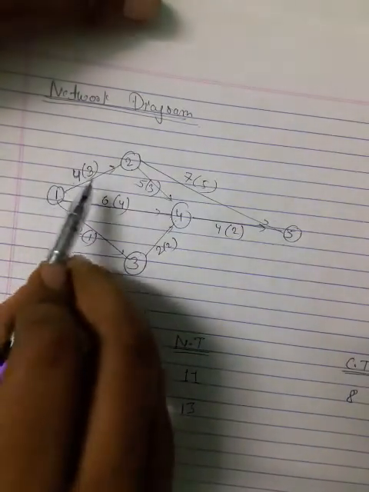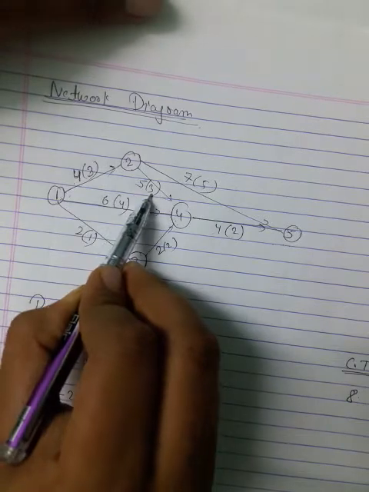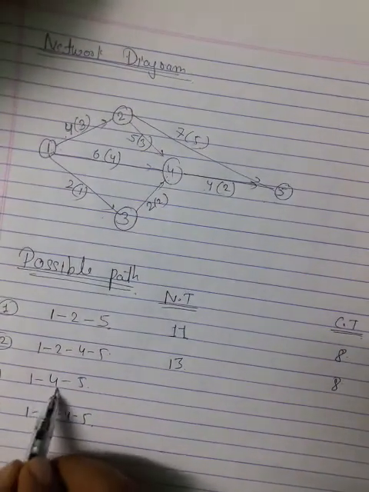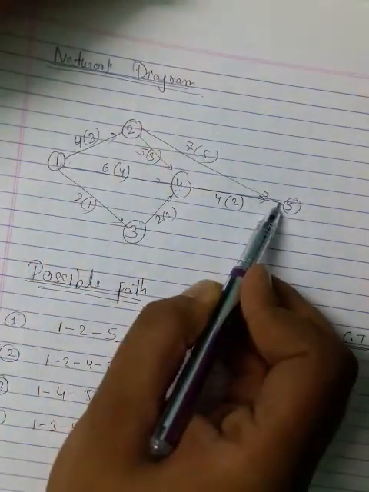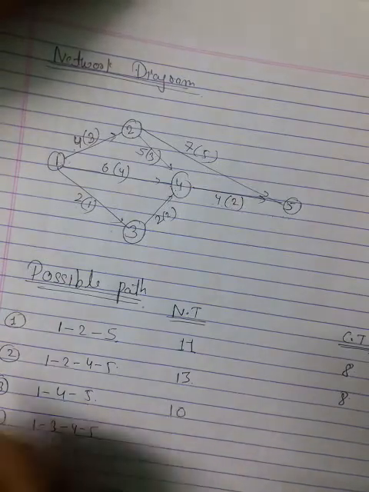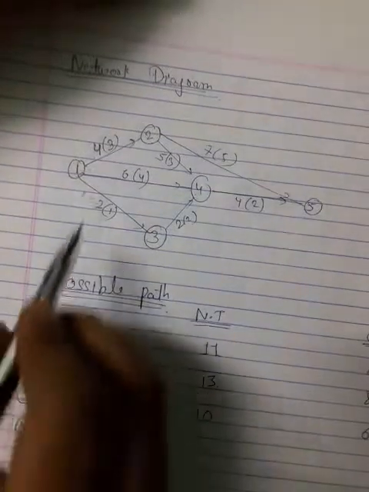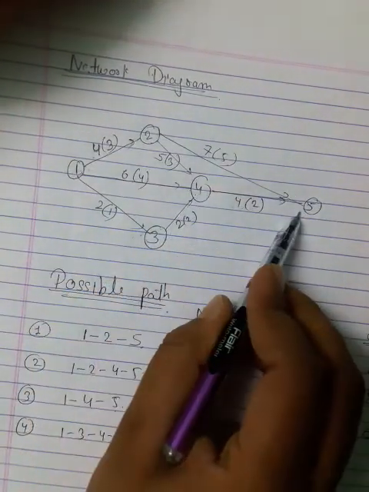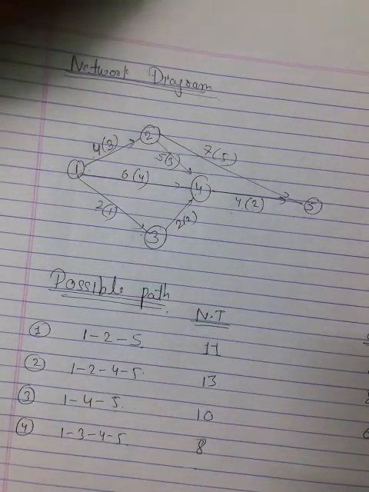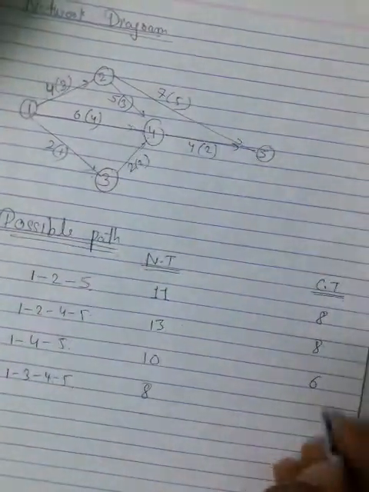What is the crash time? The bracket values 3, 3, 2, that is 8. Same thing for the 1 4 5 path, you are having normal time 6 and 4, that is 10. Crash time you are having 4 and 2, that is 6. Same thing for the 1 3 4 5 path, you are having normal time 2, 2, 4, that is 8. Crash time you are having 1, 2, 2, that is 5.